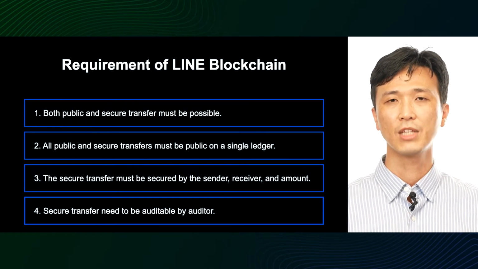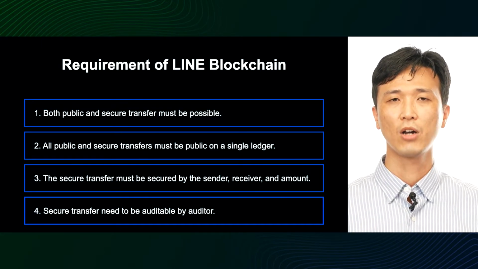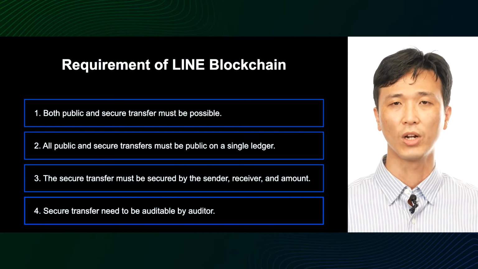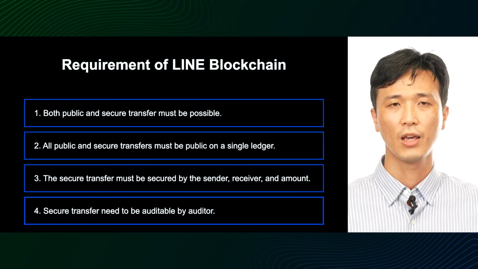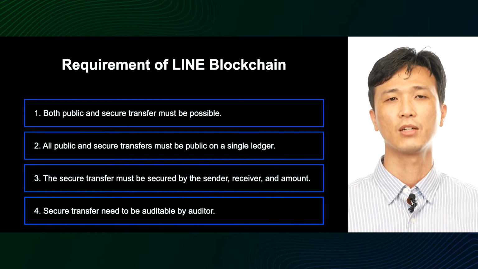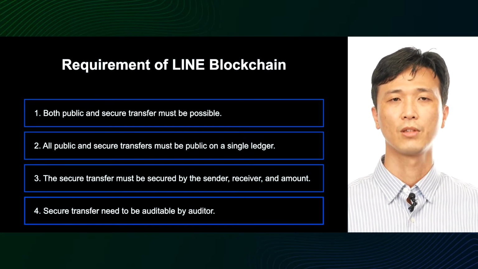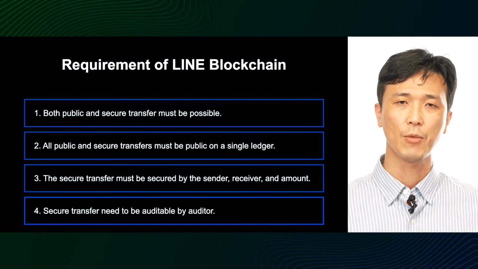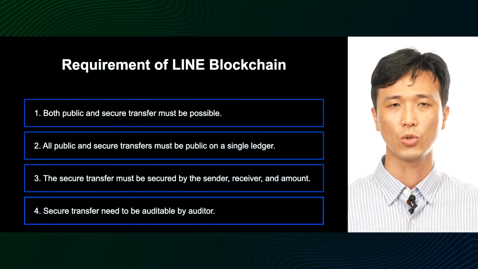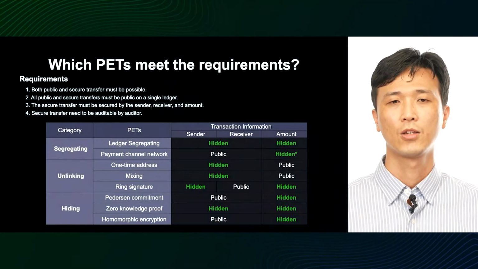And last, secure transfer needs to be auditable by an auditor. So it means that even if the sender, receiver, and transaction amount are all secured, it will not be used in general cases, but if an authorized person requests an audit, the ability to audit the transaction is required. So this function is not essential, but it was an optional requirement depending on the situation in which the blockchain was used. To meet the requirements, we have checked the applicable techniques among the technologies that we've looked at earlier.